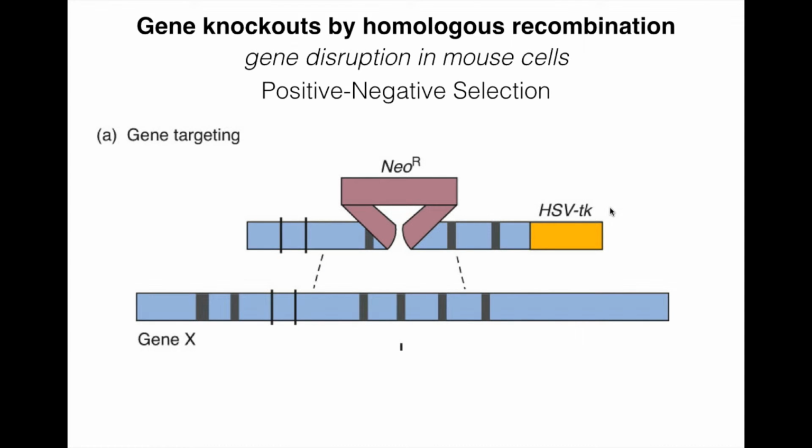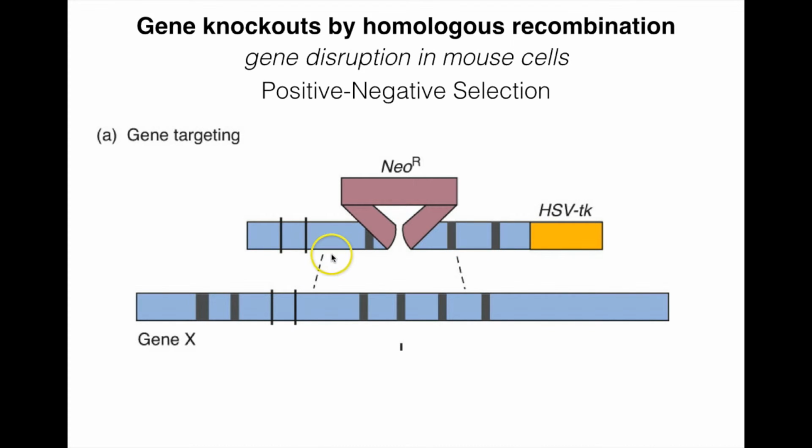Positive-negative selection is pretty much the same as what Smithies and the other guy, I can't remember his name off the top of my head right now, figured out in the previous slide. Again, we have our neo gene that confers resistance to G418. It's got homology to our gene of interest on both sides, and then it's got this HSV-TK sequence on the end, which is outside of the region of homology, and that's important.